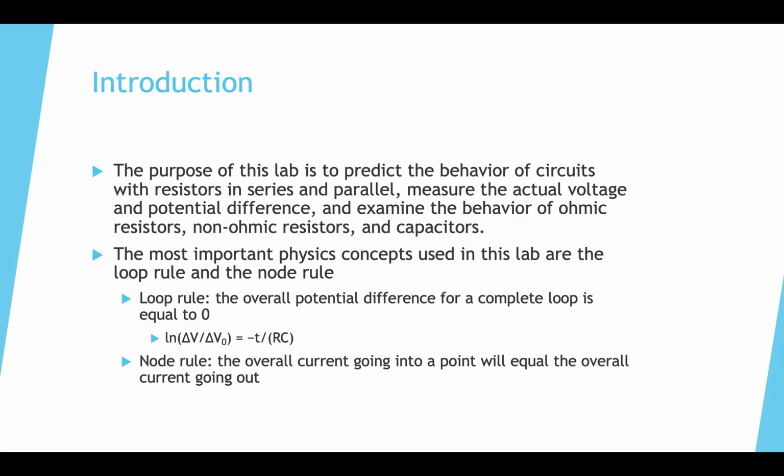The loop rule states that the overall potential difference for a complete loop is equal to 0. The node rule states that the overall current going into a point will equal the overall current going out of that point.